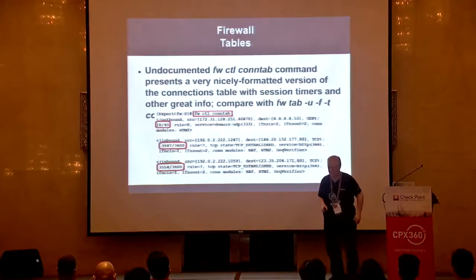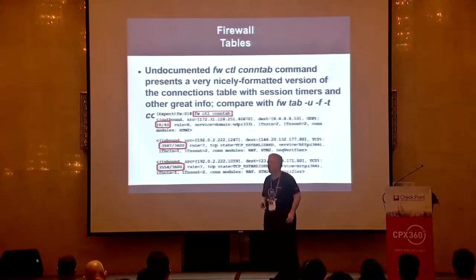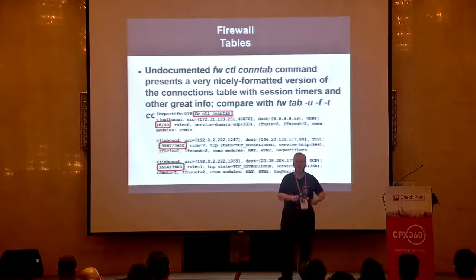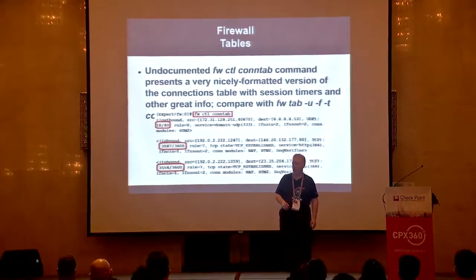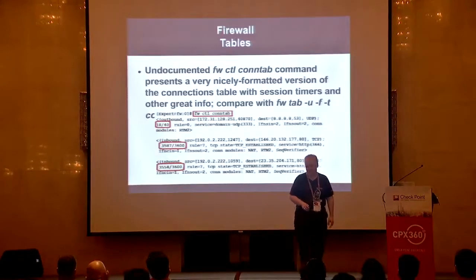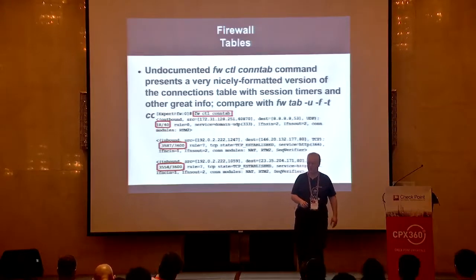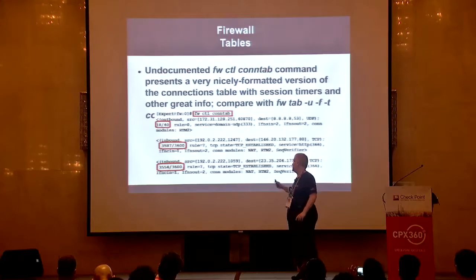Now, I remember back in the day, the fw tab -t connections -u command, which is a good way to dump the entire connection table. Now, when you dump the connection table, what does it look like? Looks like a bunch of hex numbers, right? Can you translate hex numbers in your head to IP addresses? Probably not. However, there is a way to dump the connection table in a format that's readable. And that's what the fw ctl conntab command is.